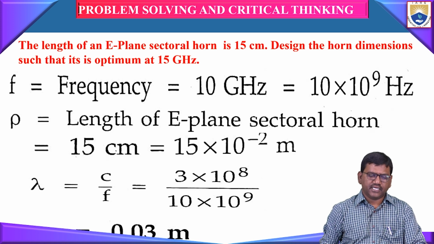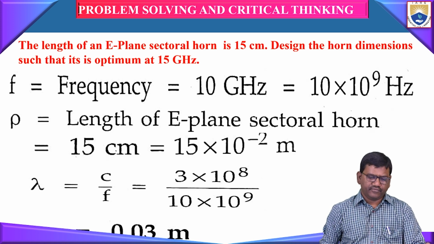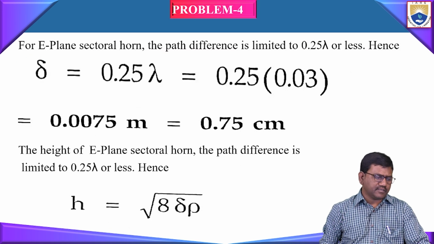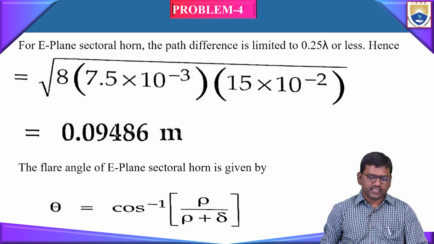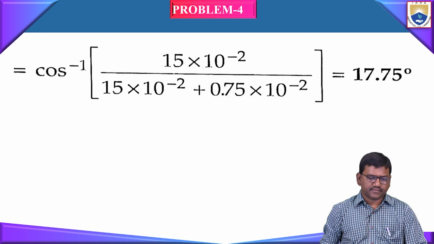So F is equal to 10 gigahertz, rho is equal to length of E-plane, 15 into 10 power minus 2 meters, and lambda is equal to C by F here. So substitute these values here, and you will get H is equal to root of 8 rho delta. So theta is equal to cos inverse of rho by rho plus delta.